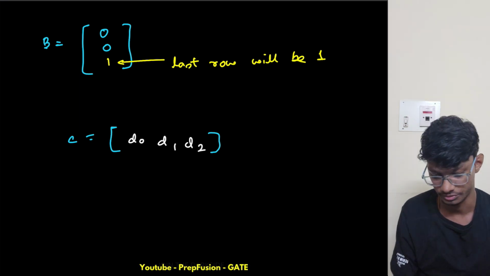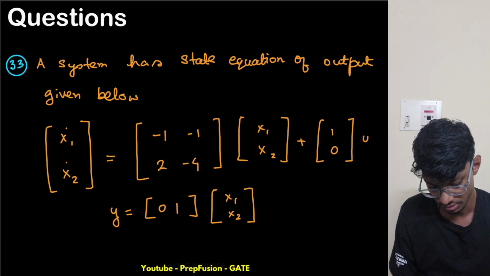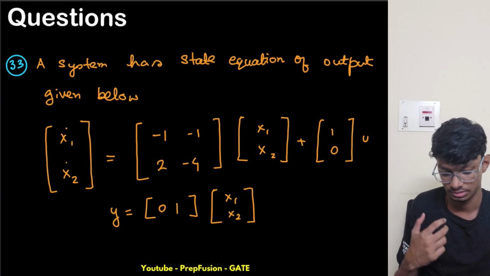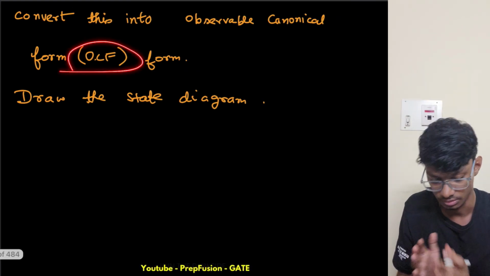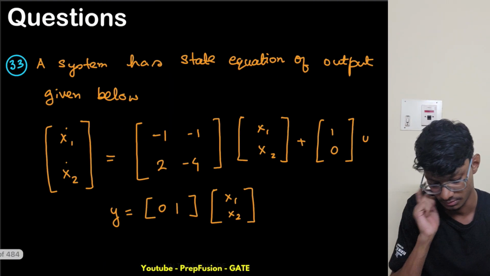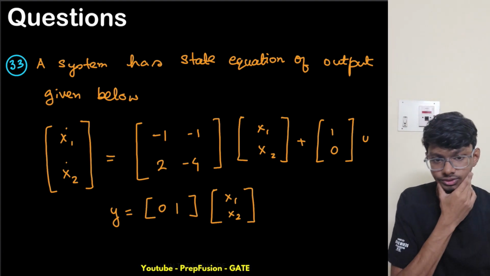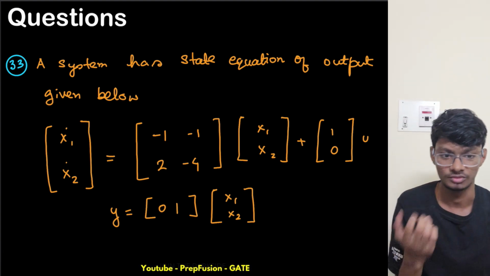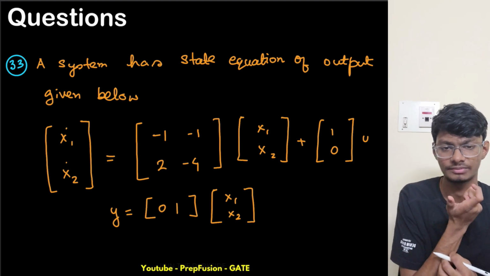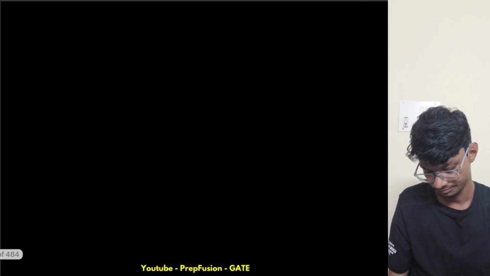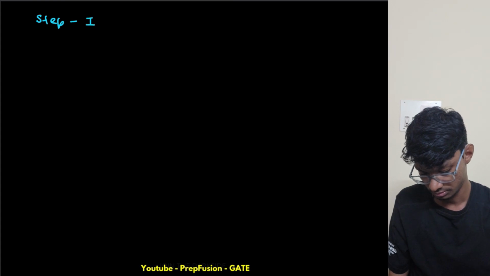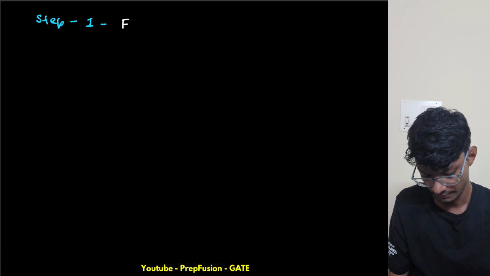Now let's solve the next question. This question is the same, just the difference is we have to convert this into an observable canonical form. Now you try to do it, then I'll solve. Obviously you won't be able to solve because you don't know, but the procedure is similar. In observable canonical form, the A and C are in standard format. So again, step 1 is to find the transformation.